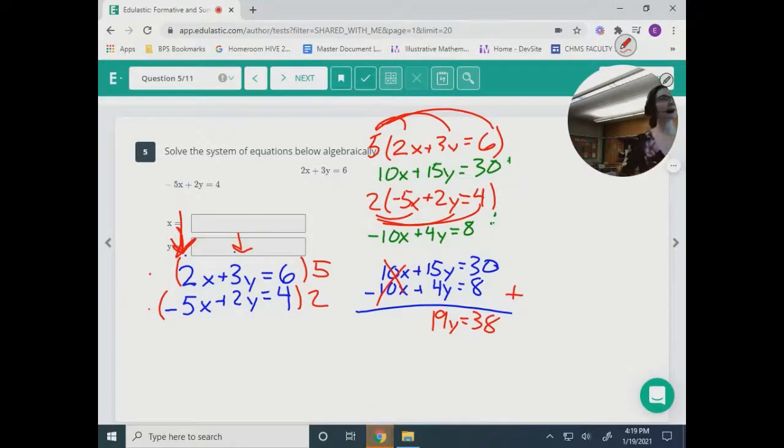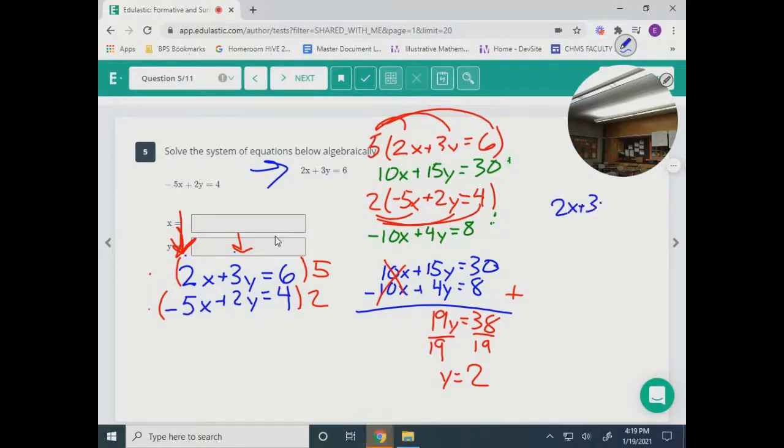I'm going to divide by 19. Y is going to be equal to 38 divided by 19 is 2. I have a y of 2. Now I need to take it and plug it into one of my equations. I'm picking this guy. He's nice and small numbers. Don't make it difficult on yourself.